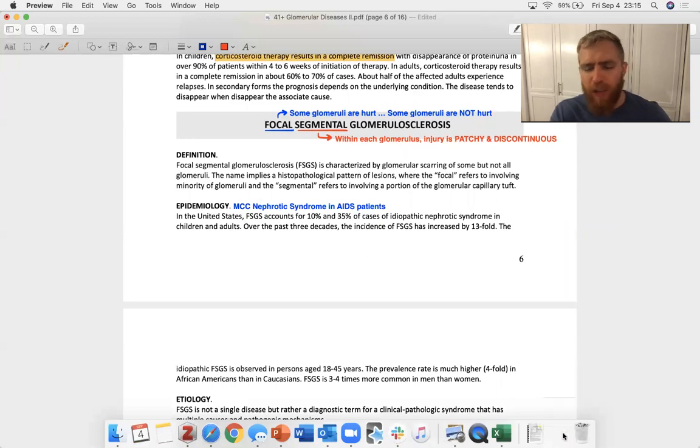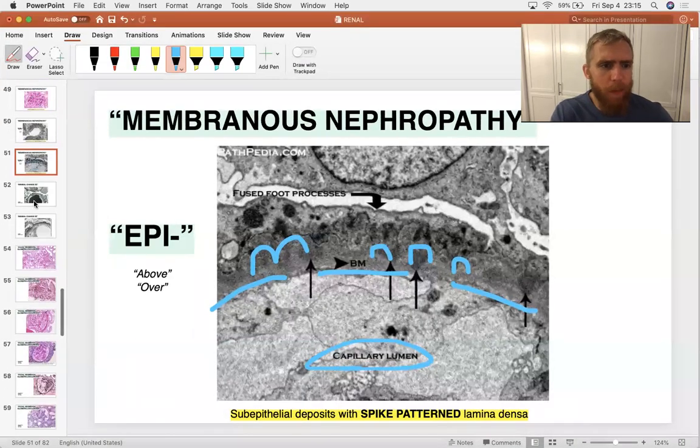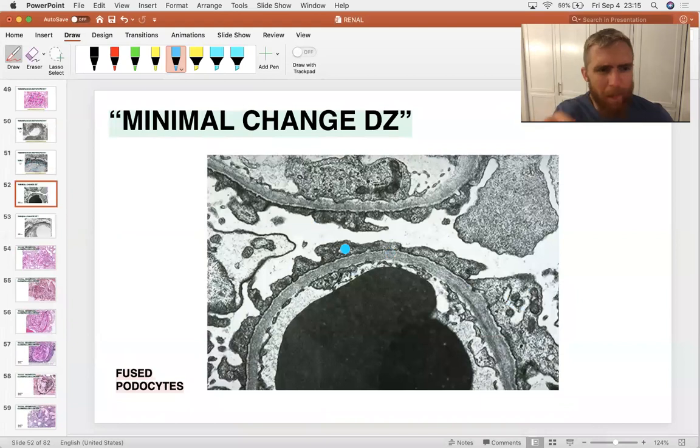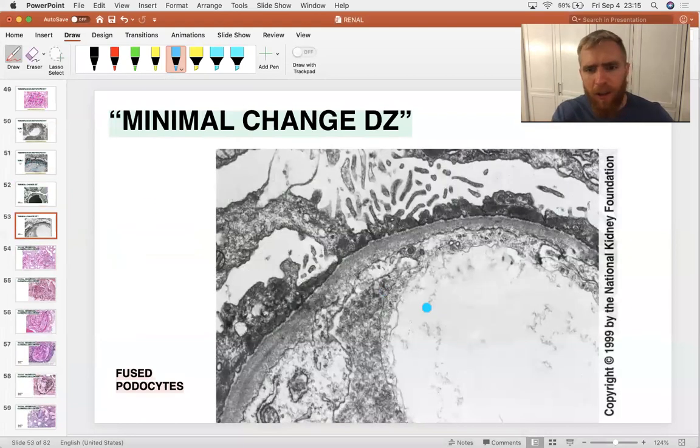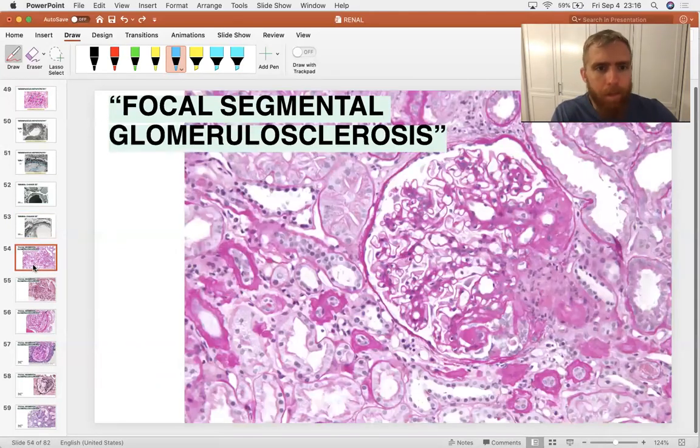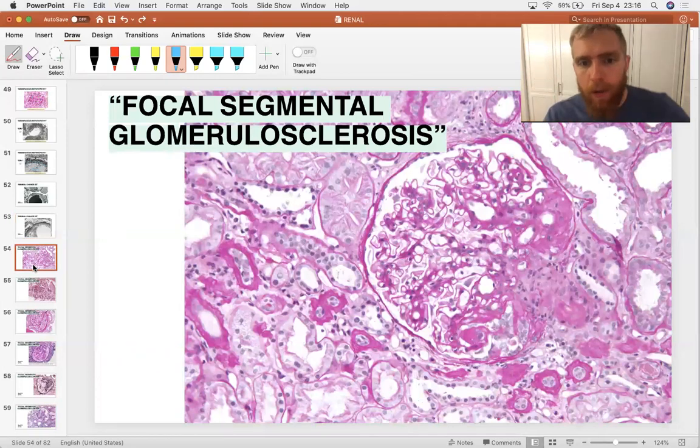So I suppose let's take a look at this first. Let's talk about minimal change disease. That's the same pictures as in the SDL. Here's another picture showing you the same thing. There's our basement membrane with fused podocyte feet. They're not really fused. Yeah, they're fused. Okay, so focal segmental glomerulosclerosis.